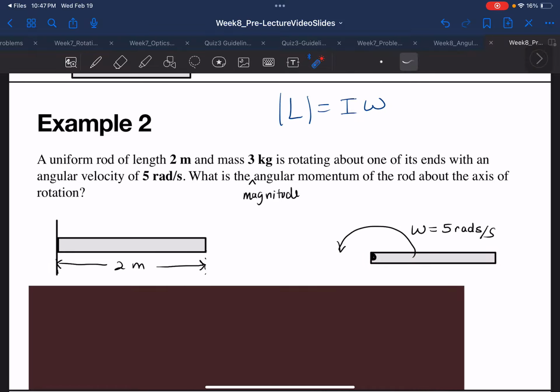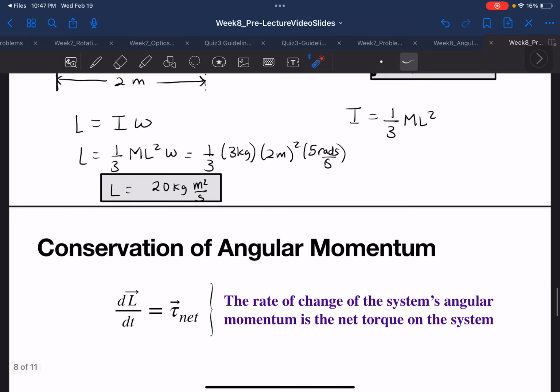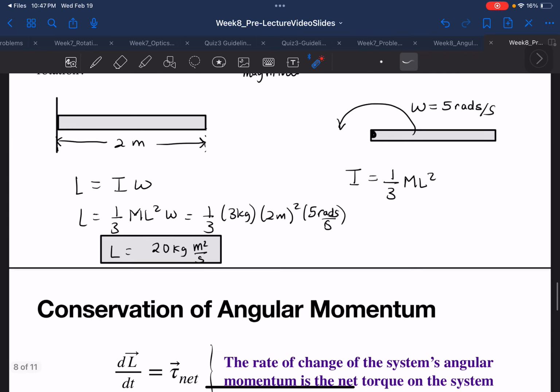We go to our handy table and we find that the moment of inertia of a bar about one of its ends is 1/3 ml squared. Then we plug this into the formula. We get 1/3 ml squared times omega, and we do this calculation and get 20 kilograms meters squared per second. All right, so that's some examples of how to calculate angular momentum.